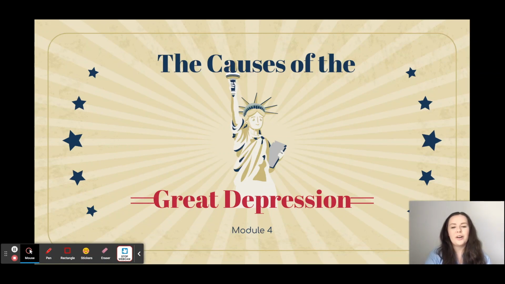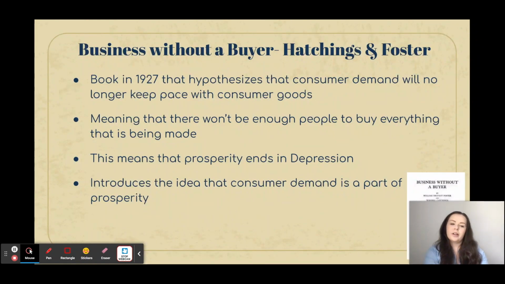Hi, everyone, and welcome back to Module 4, The Causes of the Great Depression. So we're going to start off our discussion today by talking about this book, Business Without a Buyer, written by economists Hatchings and Foster. So in 1927, they write this book and hypothesize that the consumer demand, so how much people want products, is not going to keep pace with how many products are being produced.